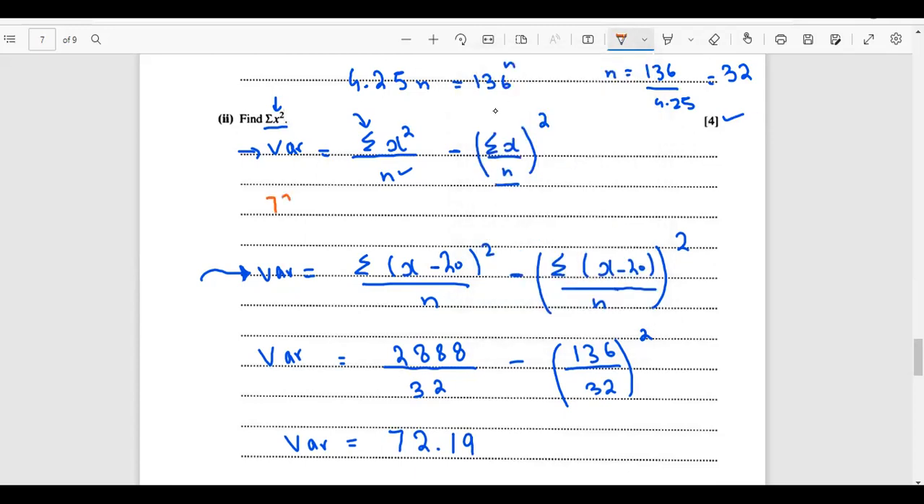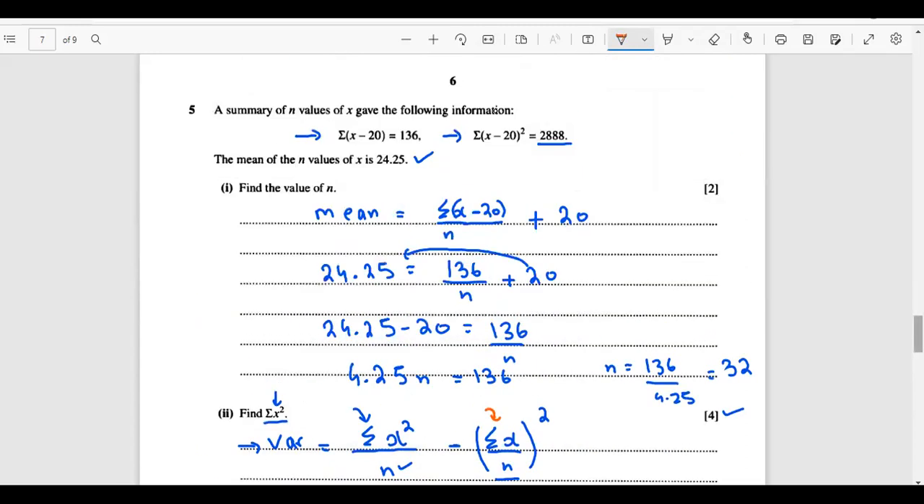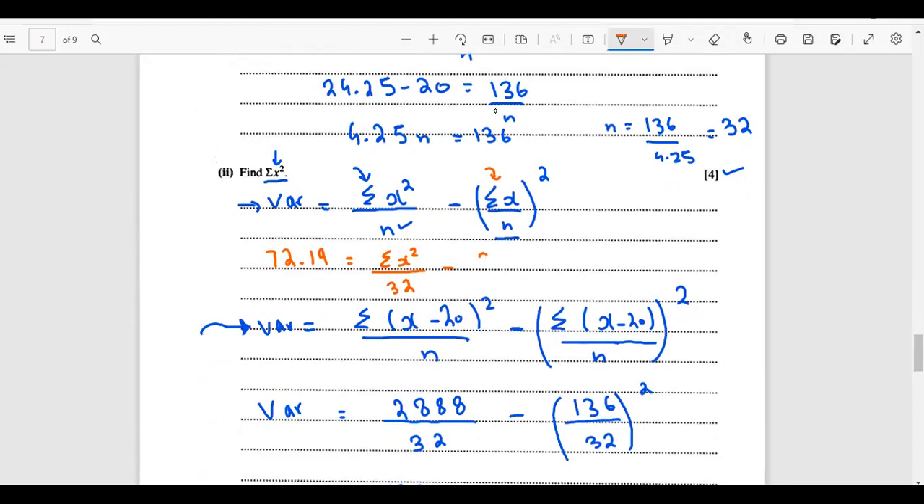Variance is 72.19. Summation x square is to be calculated. N is 32, minus, we do not need summation x because summation x by n is given. It is 24.25, 24.25 squared. Now you can make summation x squared the subject and you are going to get the correct answer.